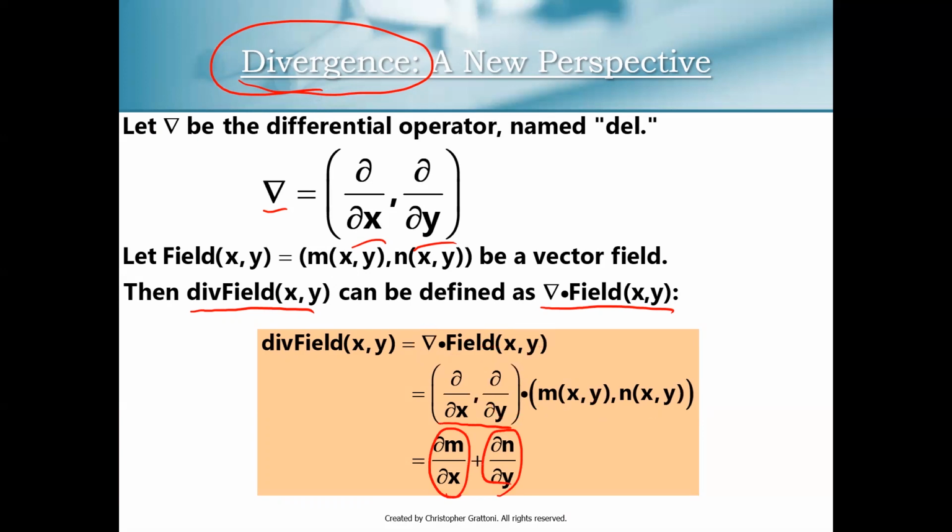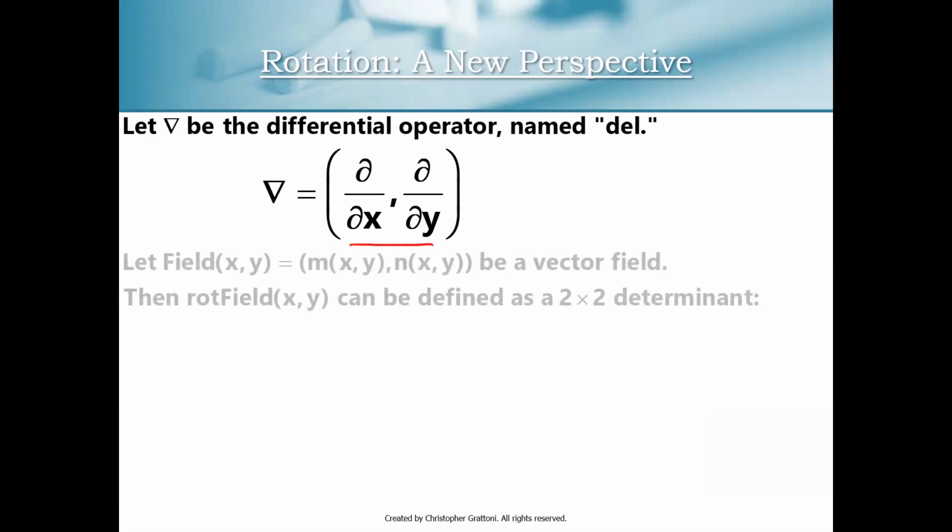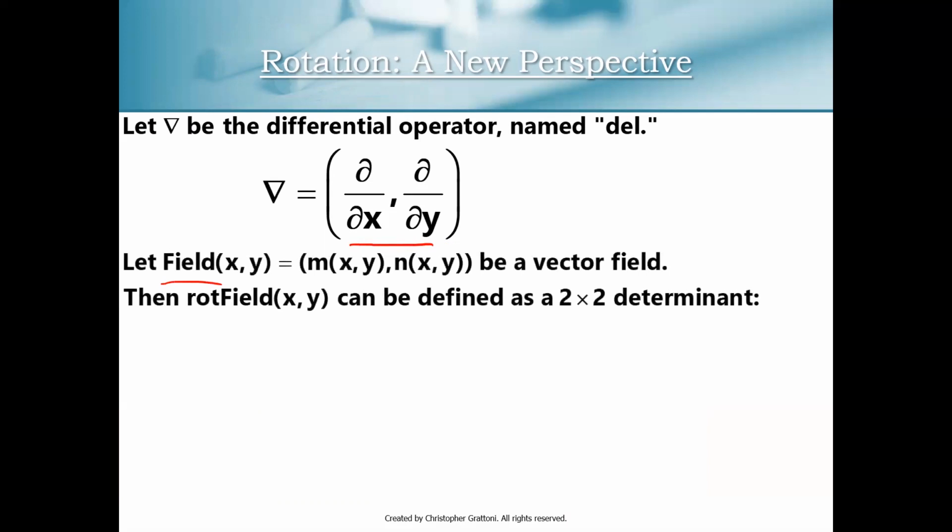We can think about divergence in terms of differential operators: del dot our vector field. And this is a great way to never forget the equation for divergence. So now we could do the same thing for the rotation of a vector field. Again, if del is d/dx comma d/dy, and we have a vector field m comma n, here's how we can define the rotation of our vector field.